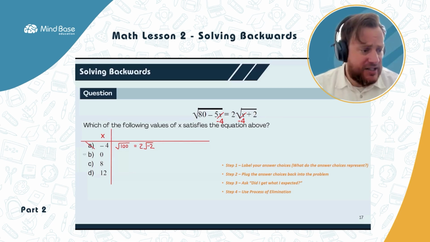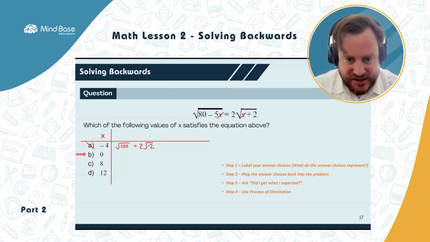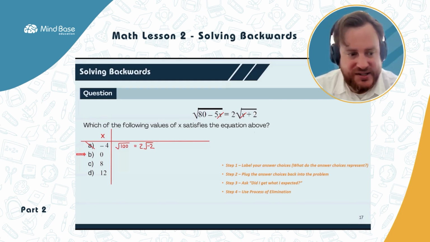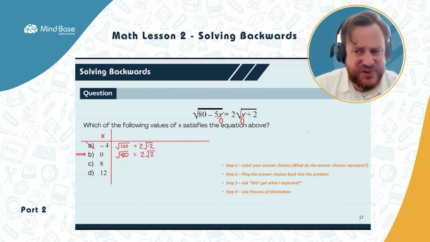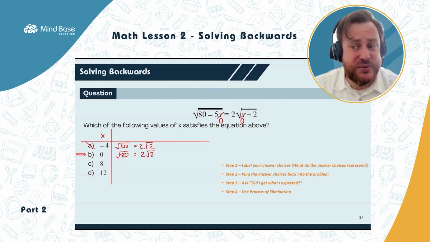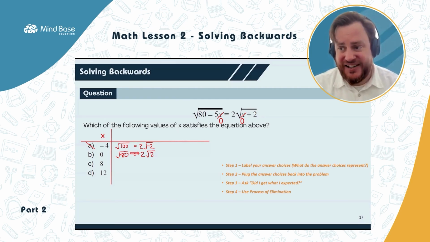Let's keep going. Let's pretend the answer is B. So now I'm going to replace these x's with 0. Oh, and this is going to be so easy because on the left side we get root 80, and on the right side we get 2 root 2. Now, the square root of 80 is pretty close to the square root of 81, which would be 9. And 2 root 2, that's not going to give us 9, right? That's very, very far off. So I can eliminate B.